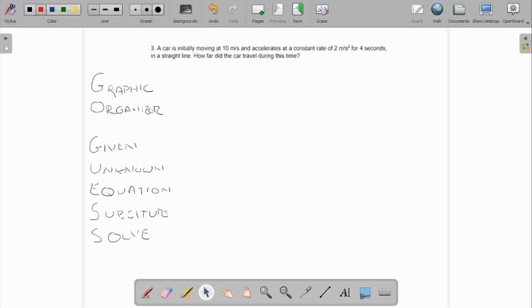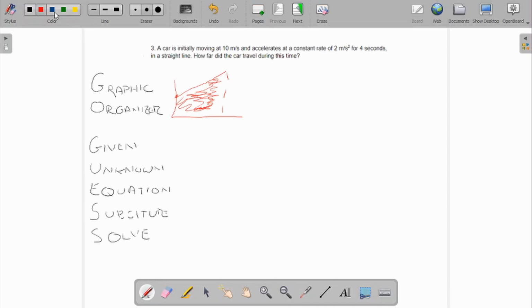Okay, so I'm going to go through this entire problem starting from the top. First thing I want to do is draw a picture of what's going on. So we can do that up here. So, graphic organizer. Starting at 10 meters per second, it's accelerating, which means it's going to move up for 4 seconds, which means we want this area. And again, notice how my drawing isn't perfect. Yours just doesn't need to be either. So we want to find that area.